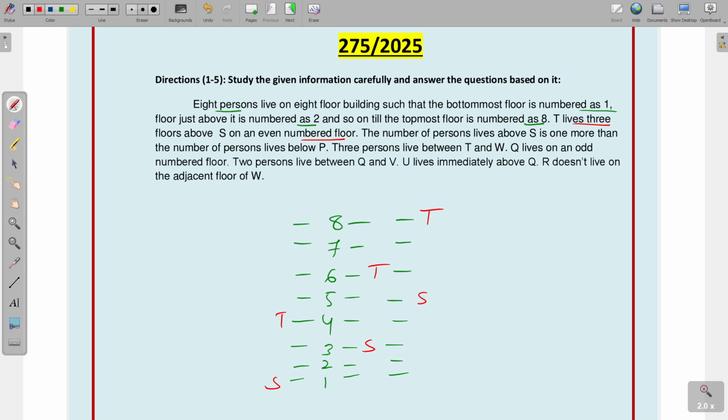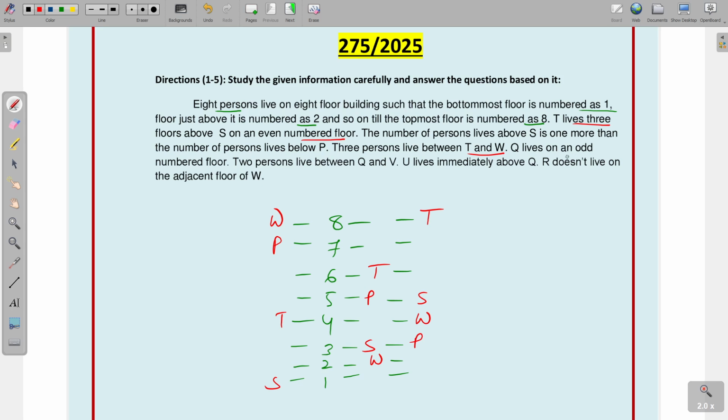So if S is placed here, P is placed here, and if S is coming here, then 1, 2, 3, 4, 5 persons are above S, so below P is 1 person, 4 persons are there, 1, 2, 3 and 4. P is placed here and P is placed here. Above S is 3 persons and below P is 2 persons. 3 persons live between T and W. Between T and W there are 3 persons, 1, 2, 3. Next, 1, 2, 3. Here W.